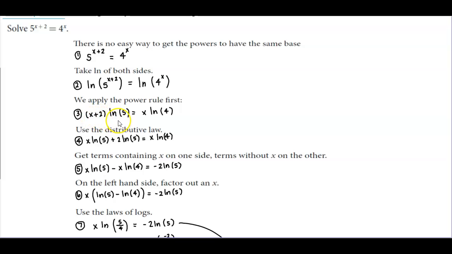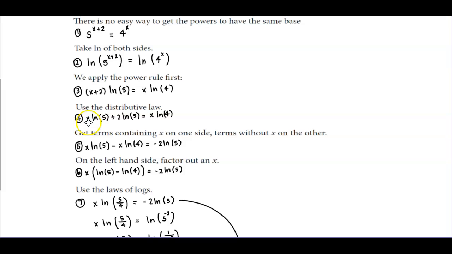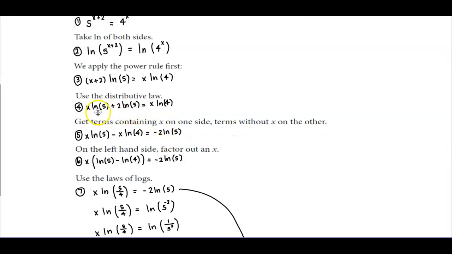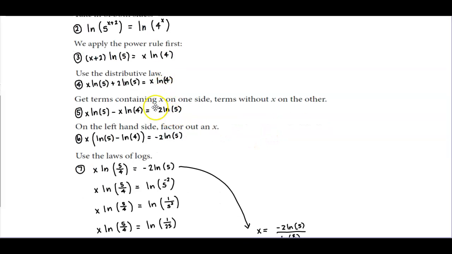And then on the left side, we're going to use the distributive law. So we're going to multiply both the 2 and the x by the natural log of 5. So in step 4, we end up with x times the natural log of 5 plus 2 times the natural log of 5, which is equal to x times the natural log of 4. Now if you look in step 4, we have 3 terms, and 2 of those terms have the variable x in it. So in this next statement, we want to get terms containing x on one side and terms without x on the other. So that means we can subtract x times the natural log of 4 to the left side, and then we can subtract the 2 times the natural log of 5 on the right side.